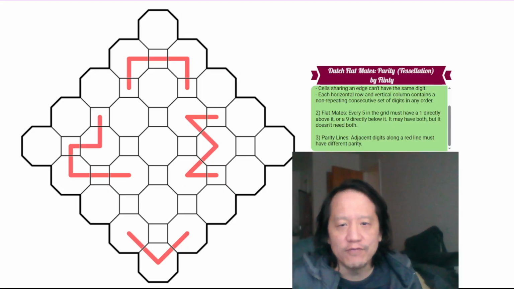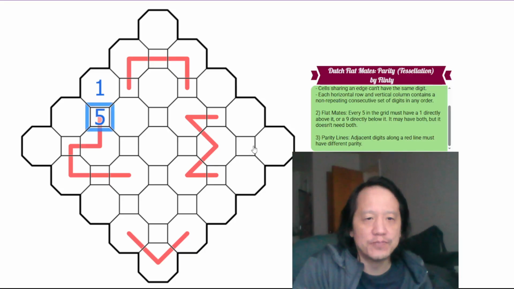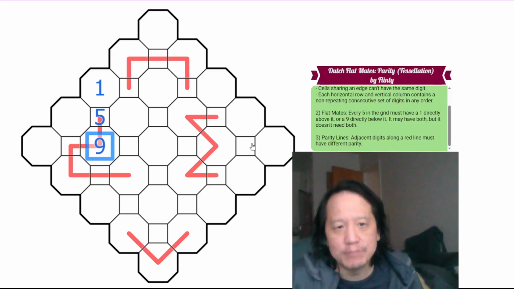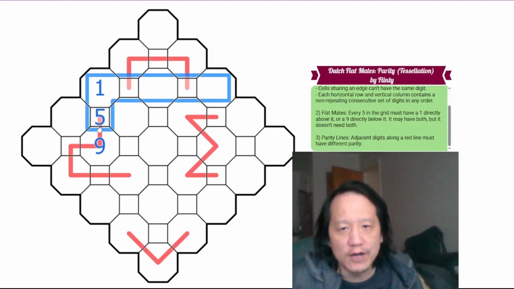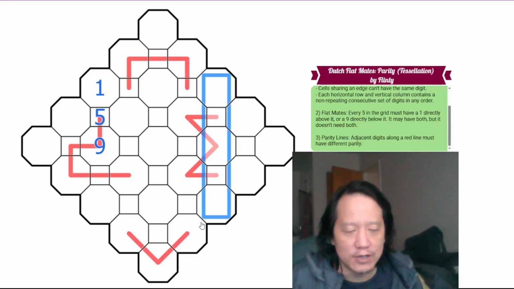We also have flatmates, where every 5 in the grid must have a 1 directly above it or a 9 directly below it. It may have both, but it doesn't need both. So every 5 in the grid has to have a 1 directly above it or a 9 directly below it.